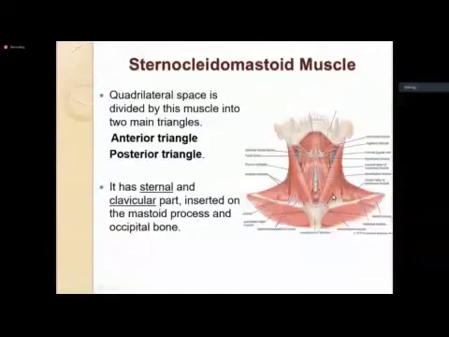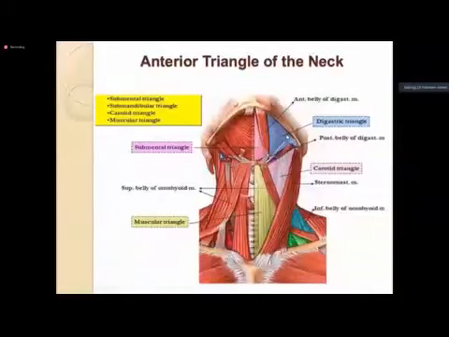Talking about the anterior triangle, let us look at its boundaries. Medially we have the midline of the neck, laterally we have the anterior border of the sternocleidomastoid, and superiorly we have the base of the mandible. So this is our major triangle, the anterior triangle, which is further divided into 4 different triangles.